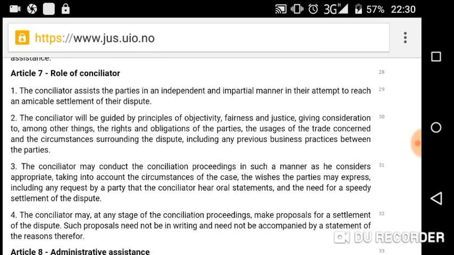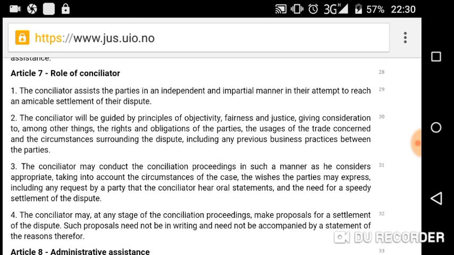Article 7, role of conciliator. Article 7, subsection 1. The conciliator assists the parties in an independent and impartial manner in their attempt to reach an amicable settlement of their dispute. The conciliator's role is an important point to keep in mind. He assists the parties in an independent and impartial manner, to settle the dispute amicably and peacefully.